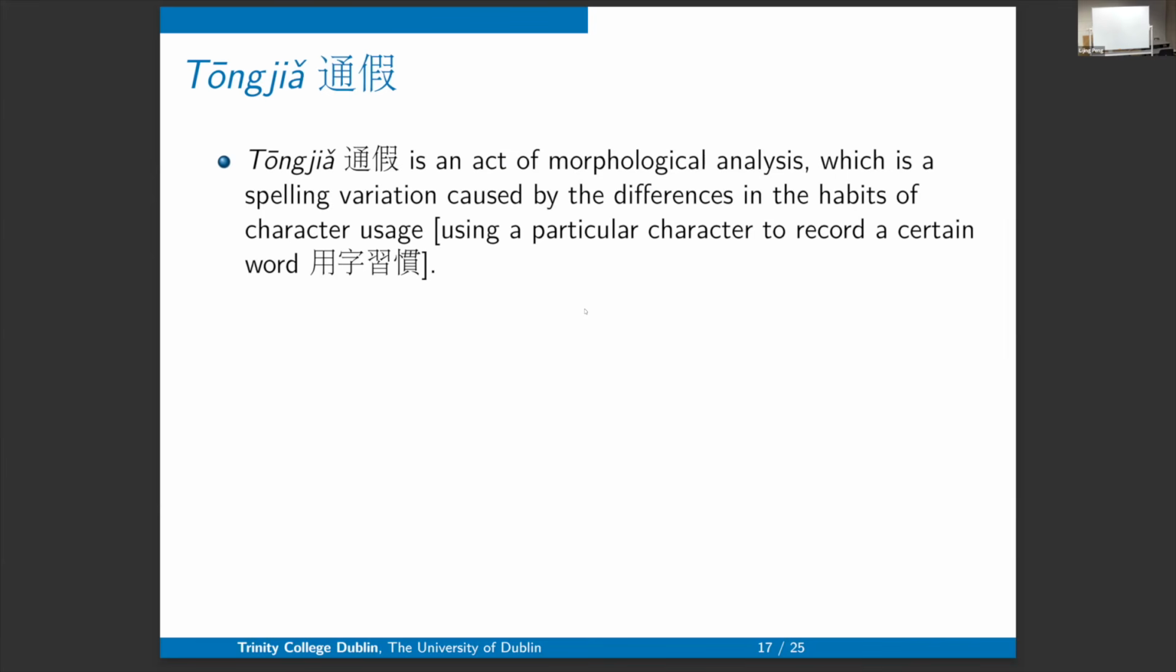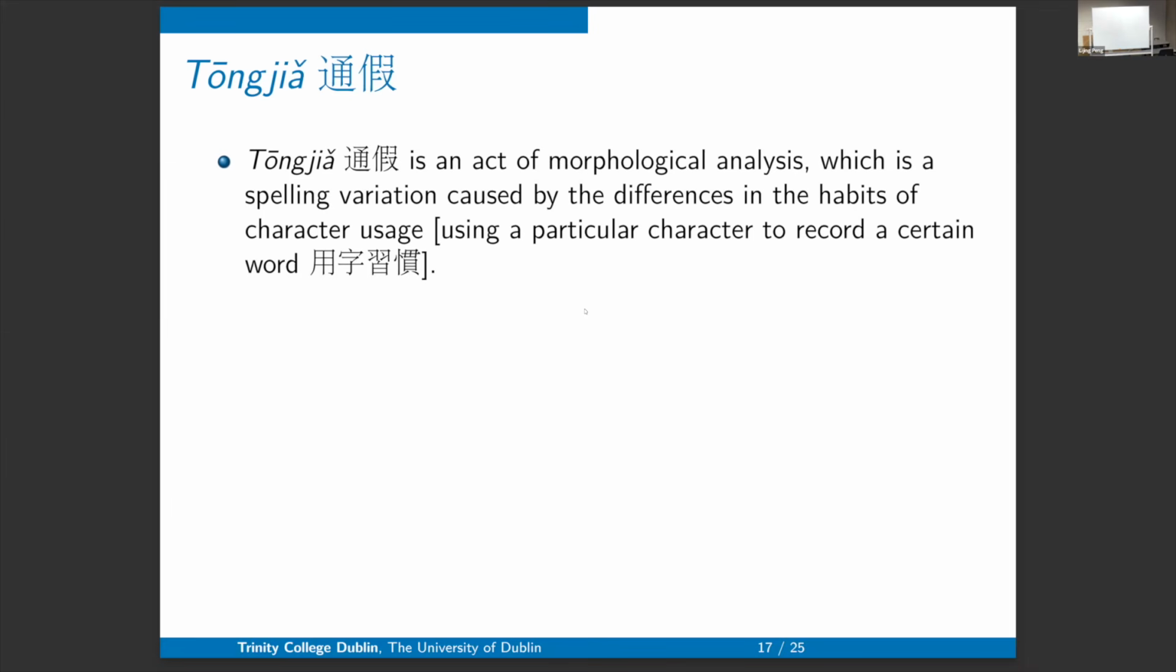So let's say there's a subjective and an objective dimension to Tongjia, but I would say Tongjia is an act of morphological analysis. When I say this character has this meaning, I'm identifying a morpheme. I'm analyzing the text as composed of morphemes. So Tongjia is an active morphological analysis where a spelling variation is caused by differences in the habits of character usage, using a particular character to render a particular word.